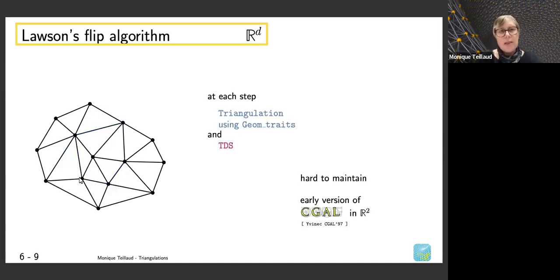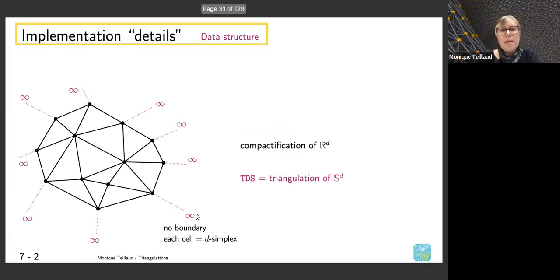So you see that at each step, you mix. You first do a geometric check of whether the point lies in a disk or not. And at the same time, you already flip. And then you do the same with the other edge. So you mix calls to the geometric operations and the combinatorics. So the code is harder to maintain. It's less clean, less well separated. This was what was used at the beginning, but progressively we moved to the other algorithm for really practical reasons.